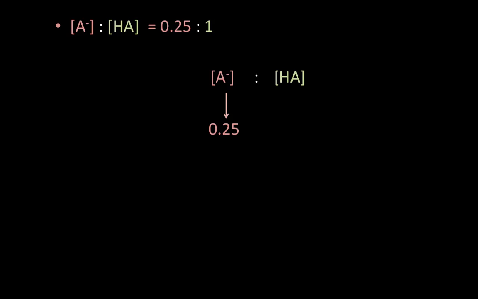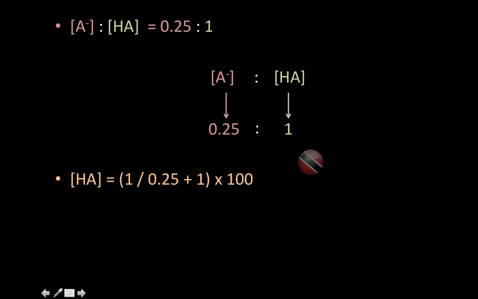0.25 will correspond to A minus and the 1 will correspond to HA. Now you want the acidic form. That's what the question asks for. So you take the number that represents HA, which is 1, you divide it by the total of the two numbers, so it's 0.25 plus 1, and you multiply by 100. Now when you work it out, make sure you use the brackets before you multiply by 100, so you're going to get the correct answer. And if all goes well, you should get that your percentage HA, in other words, the percentage that is in the acidic form, is 80%.